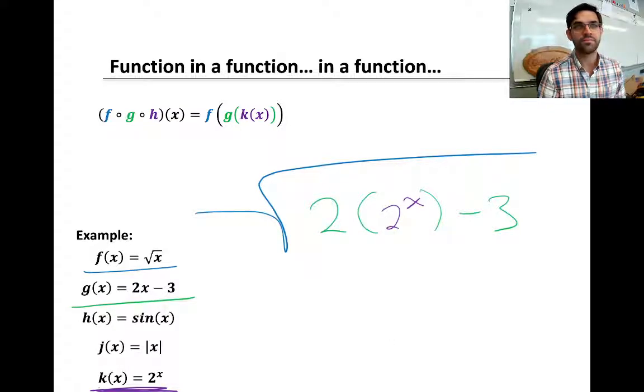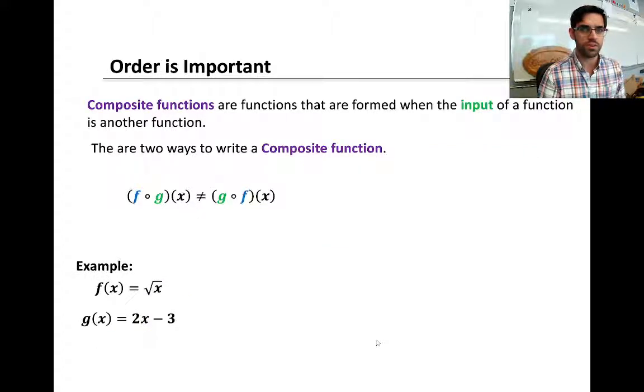Aha! Function inception. Again, Google it. It's a good movie, kind of.